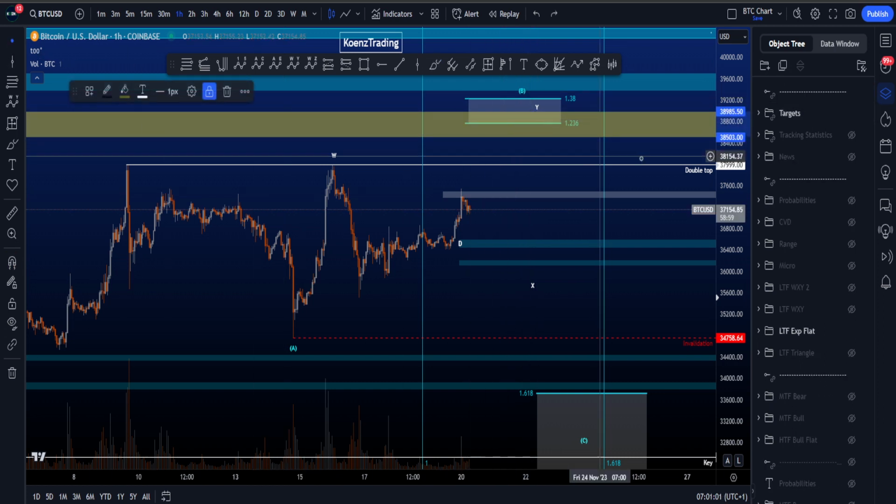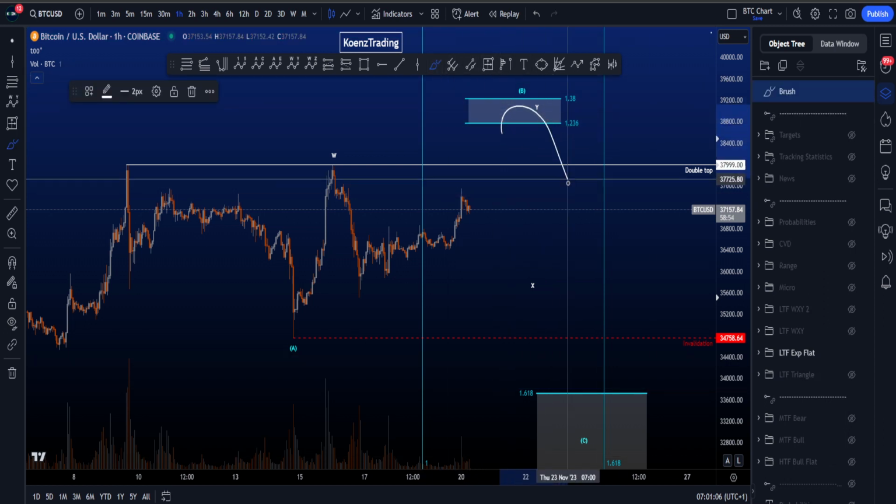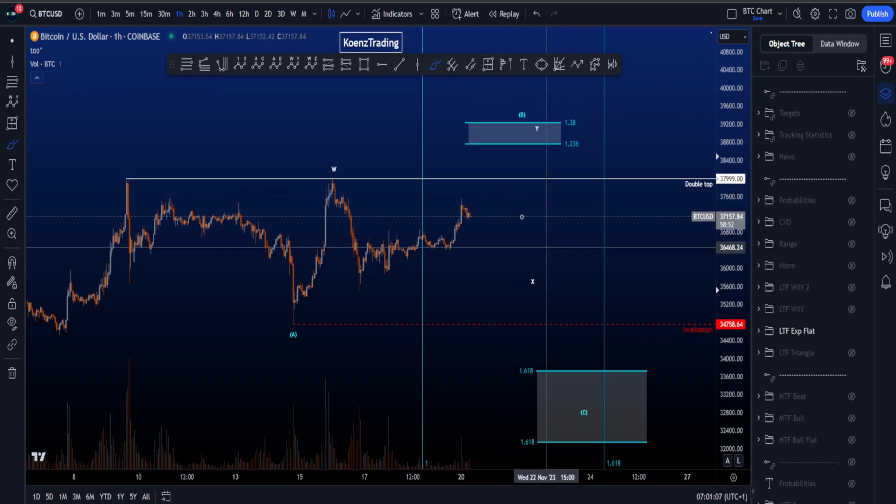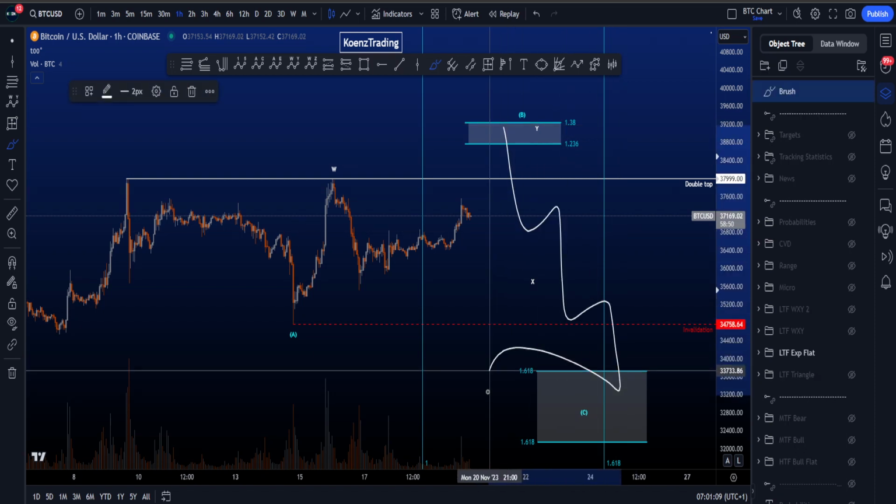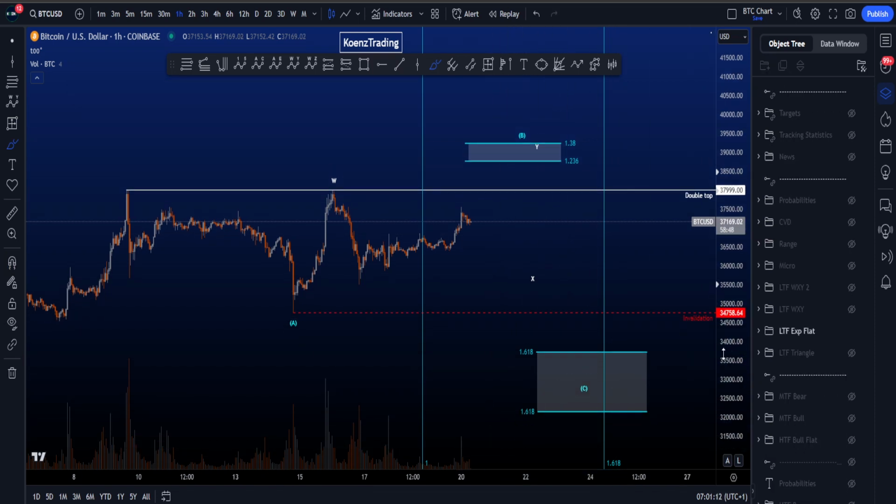which is a nice confluence with the golden target box that we have here, sitting between 38.5 and 39k, after which you then expect an impulsive move to the downside in wave C, 1, 2, 3, 4, 5, where the most common target for wave C is between the 2 and 1.618, which is between 33.7k and 32.1k.